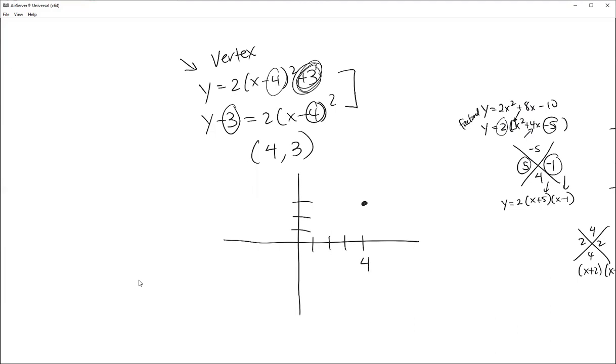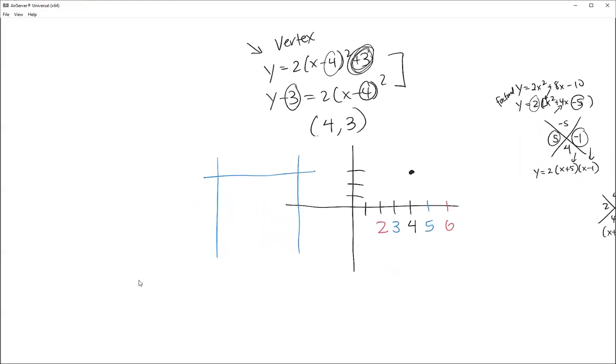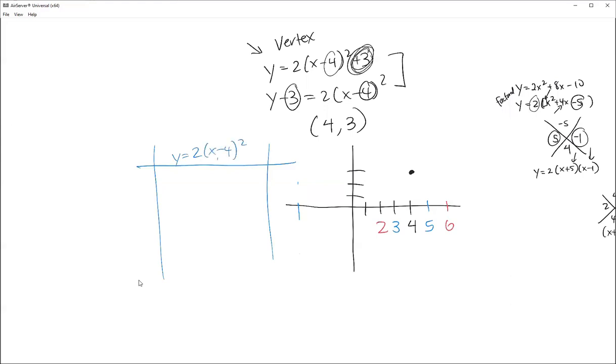All right. Then we're going to plug in numbers around the 4. So you're going to plug in 3 and 5 and 2 and 6 here. Just color coding it a little bit. So you plug it into this table right here. It would be y equals 2 times x minus 4 squared plus 3. You plug in 3 and 5. This is for the x, this is the y. Y is equal to 2 times 3 minus 4 squared plus 3. Negative 1 squared is 1. 1 times 2 is 2, plus 3 is 5. So it'd be 3, 5. And if you plug in 5, it's also going to be 5 because it's symmetrical.